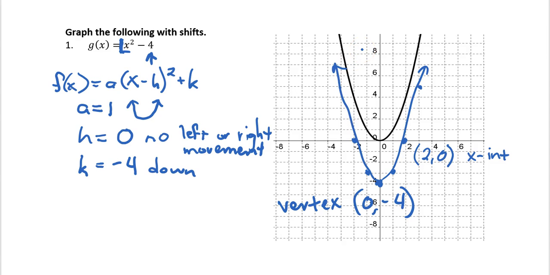So once we have that graph in there, it's pretty nice to be able to see the connection between the original y equals x squared printed in black and now our new g of x equals x squared minus 4. We can visually see that that parabola was just shifted down 4 units. What questions do you have about shifting this graph?